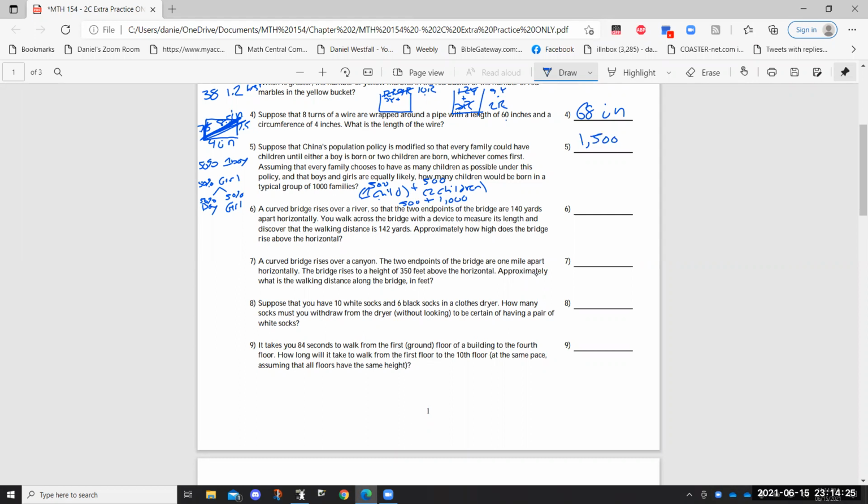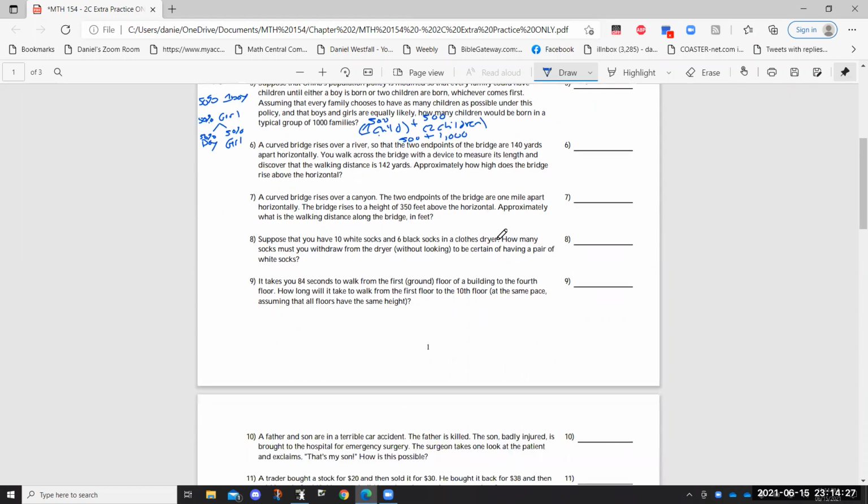All right. A curved bridge over a river, so that the two endpoints of the bridge are 140 yards apart horizontally. You walk across the bridge with a device. So you have a bridge that's like this, but these are 140 yards. You find out that this arc, because the bridge is an arc, is actually 142 yards, like this. And so approximately how high is the bridge?